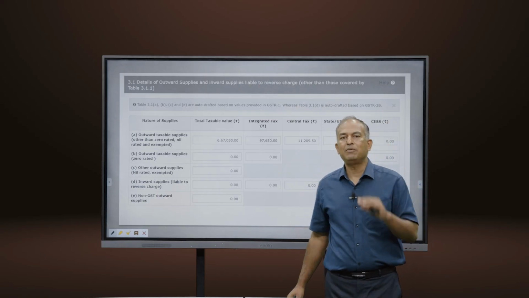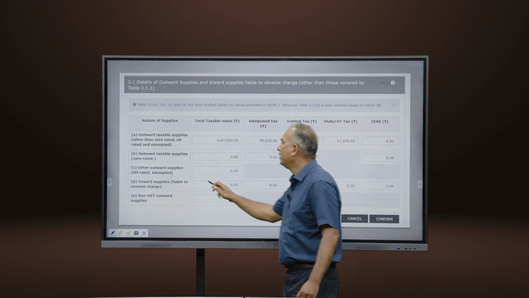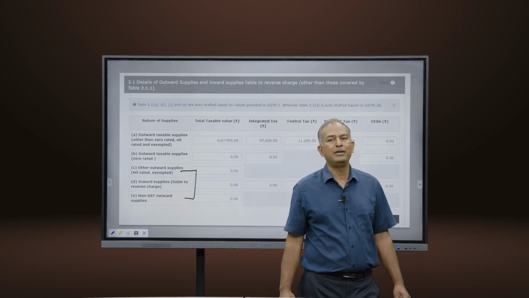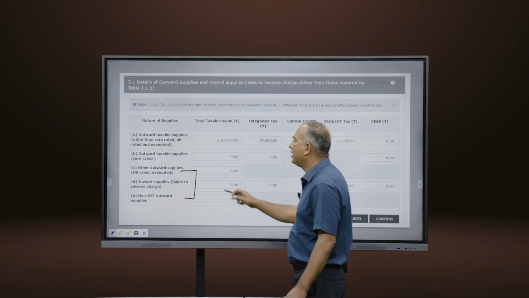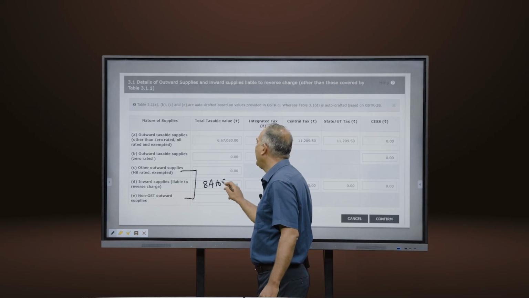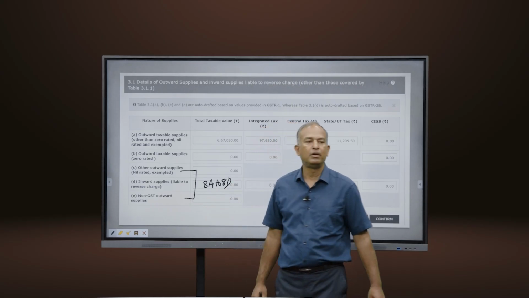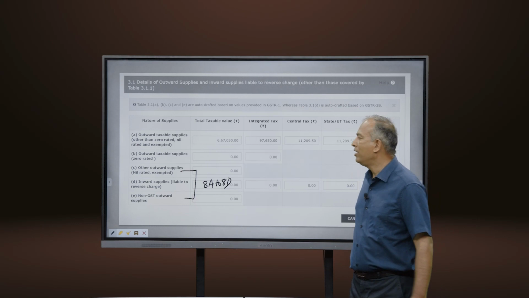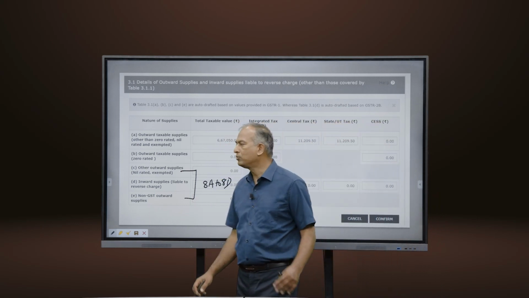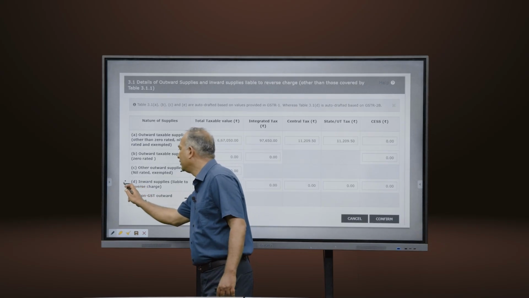Which is easier for me to remember? I would say it is C and D. It is nothing but nil rated, exempted, non-GST. It is nothing but table 8A to 8D of my GSTR1. Correct? Now, what is the next which I can respond? This one I'm going to come last.